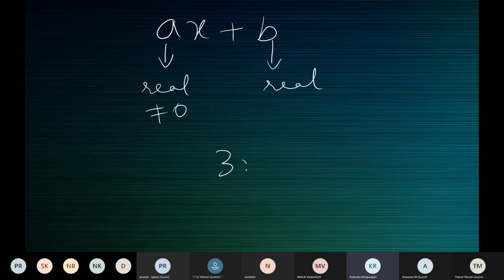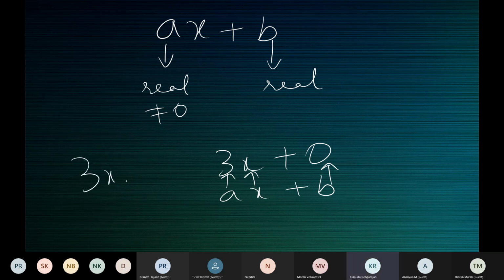When we say 3x, 3x is a linear polynomial in one variable x plus 0. Now you will ask me, then how was it ax plus b? 3x plus 0, ax plus b, where b is 0, a is 3. 3x is also a linear polynomial. 3x means 3x plus 0.